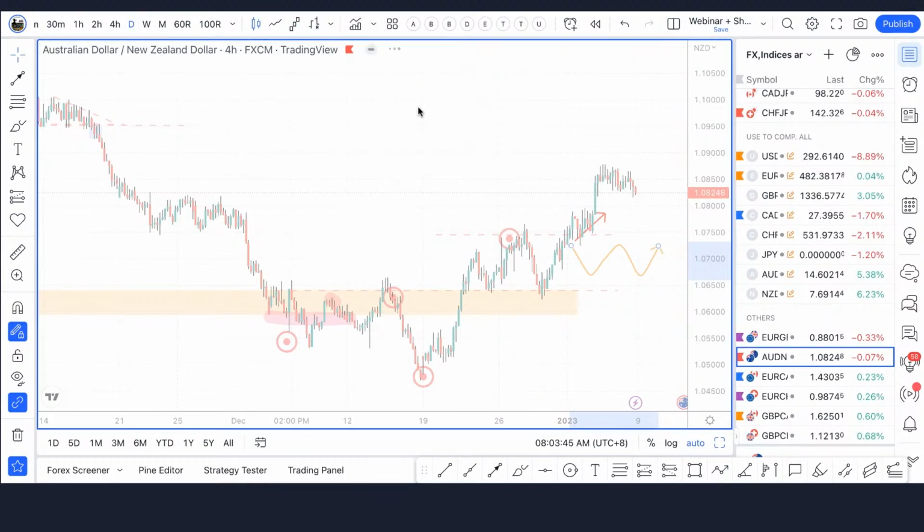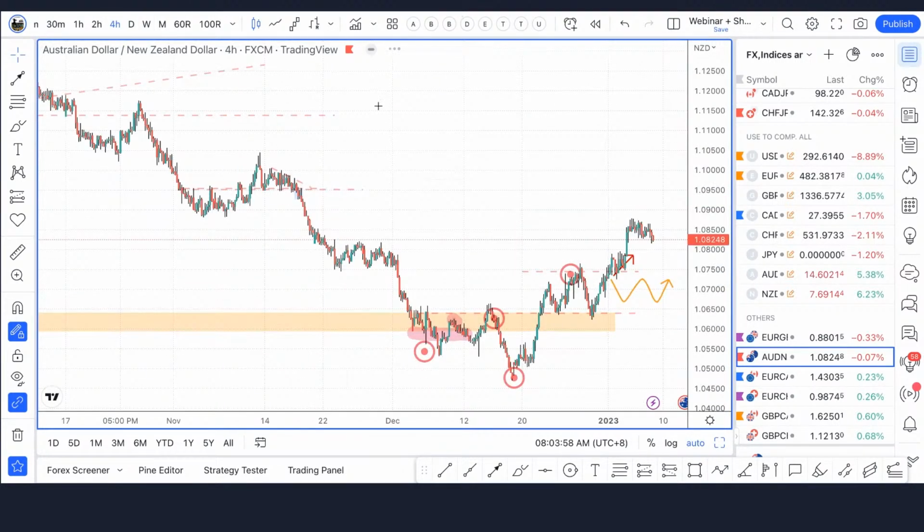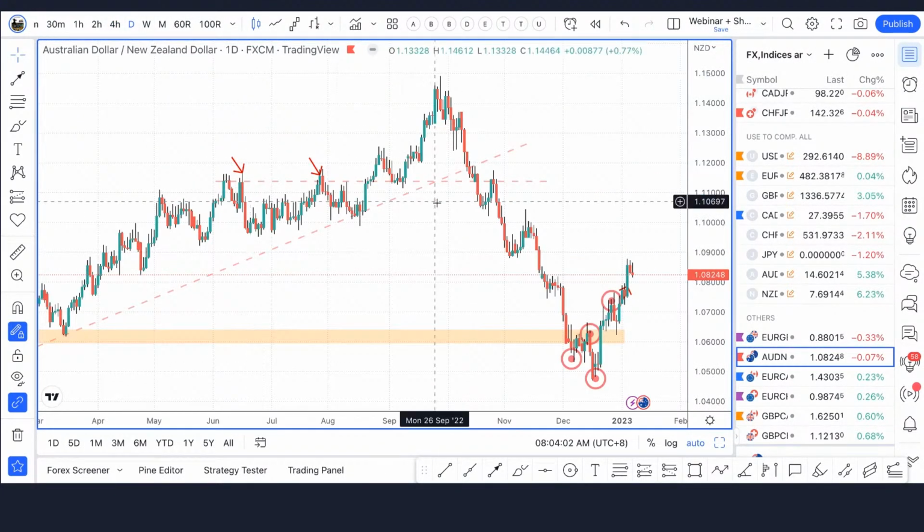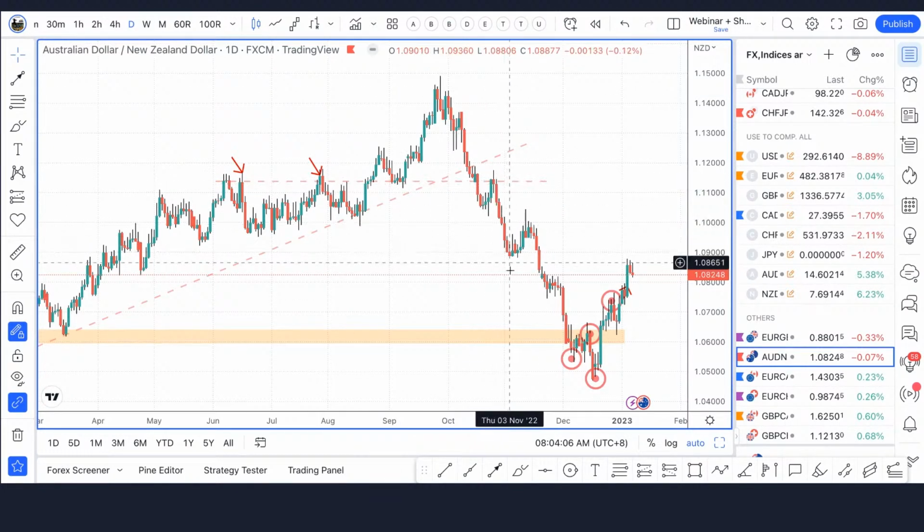So Aussie dollar New Zealand, if we were to do a top down analysis, give me a while. I think it's stuck here. Just one minute. I don't know why it's not loading. It's coming back.